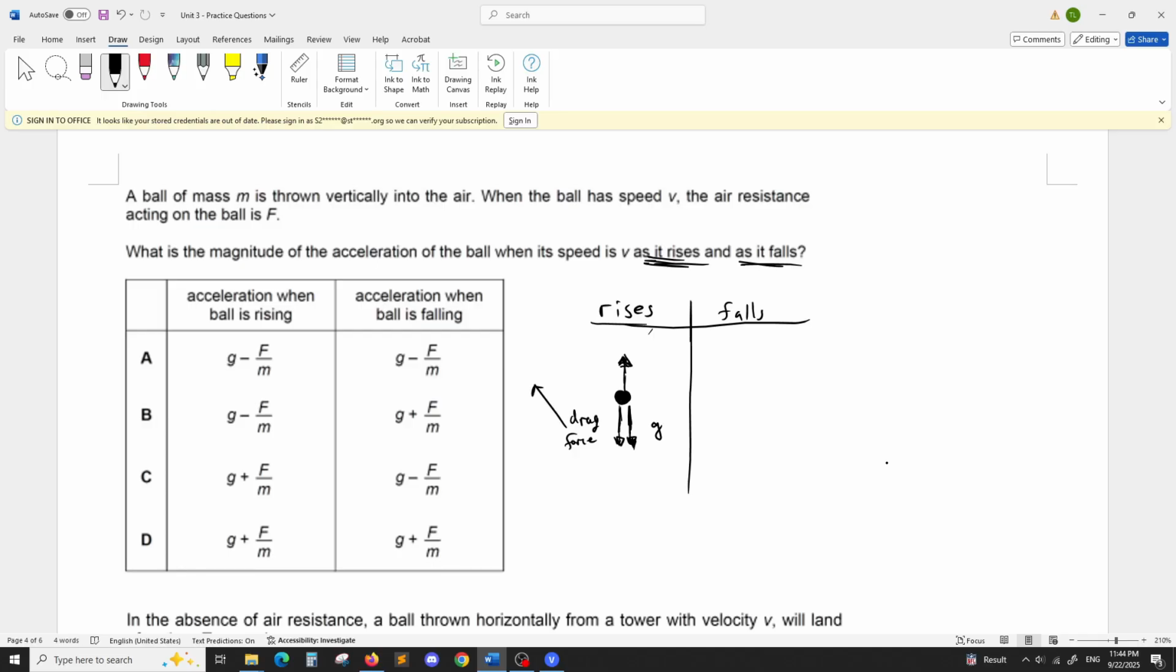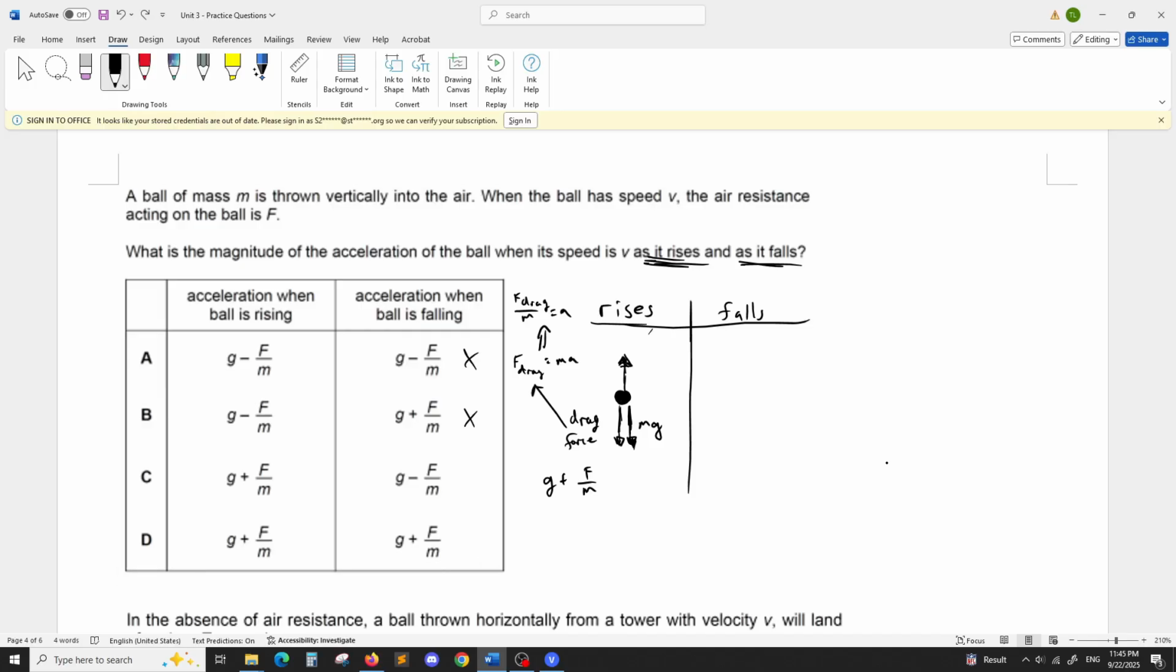So we can convert this. This is the drag force, right? F equals ma, so F drag is equal to ma, and then F drag over m equals a. And then gravity is actually mg. If we divide by m, we have regular g. So in this case, it's going to be g plus f over m.